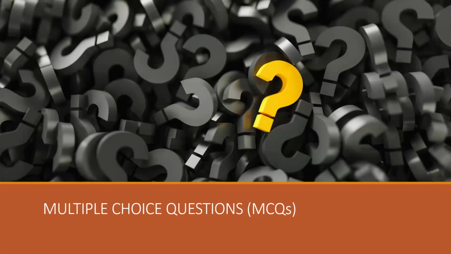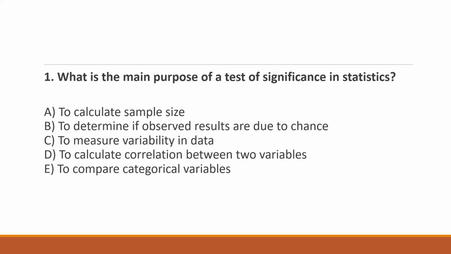So now we come to multiple choice questions. What is the main purpose of a test of significance in statistics? A, to calculate the sample size; B, to determine if observed results are due to chance; C, to measure variability in data; D, to calculate correlation between two variables; and E, to compare categorical variables. B is the answer: to determine if observed results are due to chance.